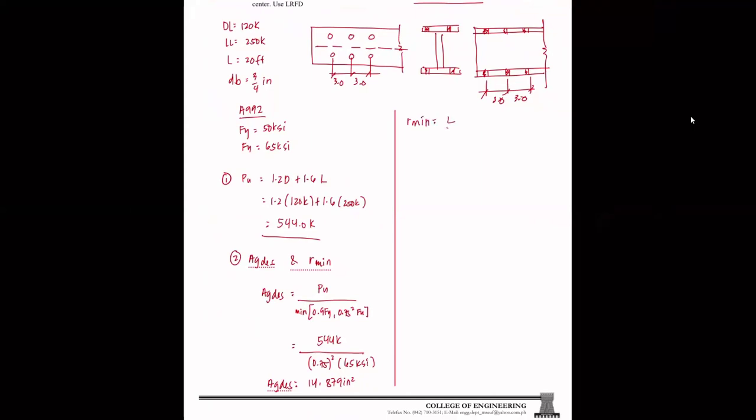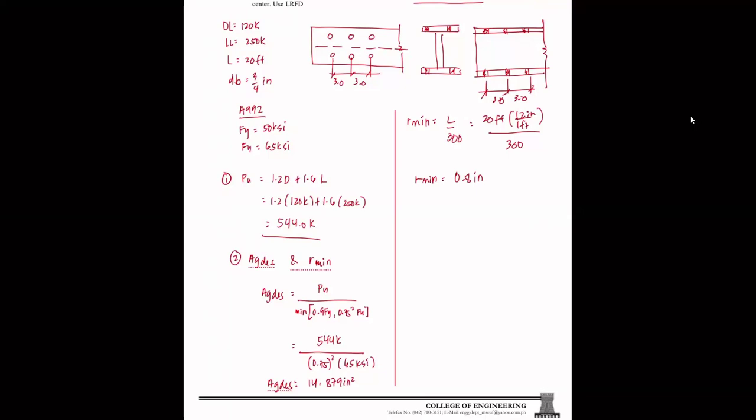Then for our minimum radius of gyration, we have L over 300. We have a length of 20 feet times 12 inches per foot over 300, which is 20 times 12 over 300, that is 0.8. These are the two criteria we will use to select our section. So 14.879 is what we need to look for.